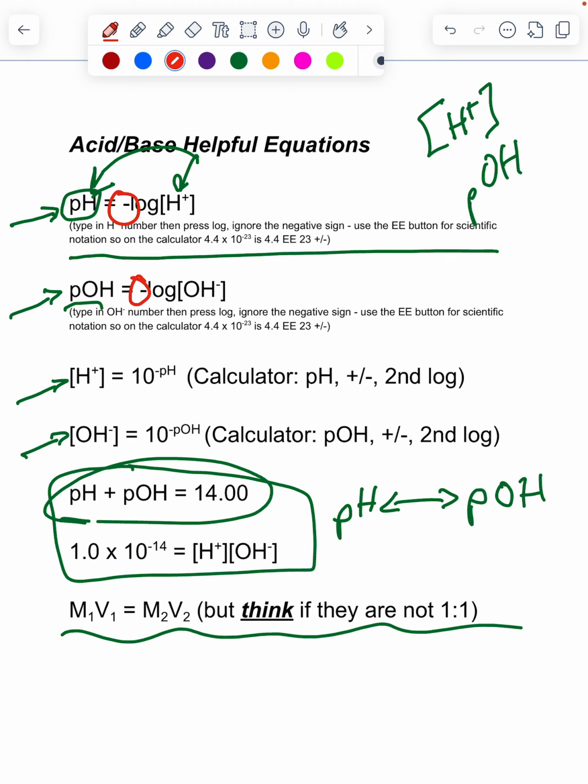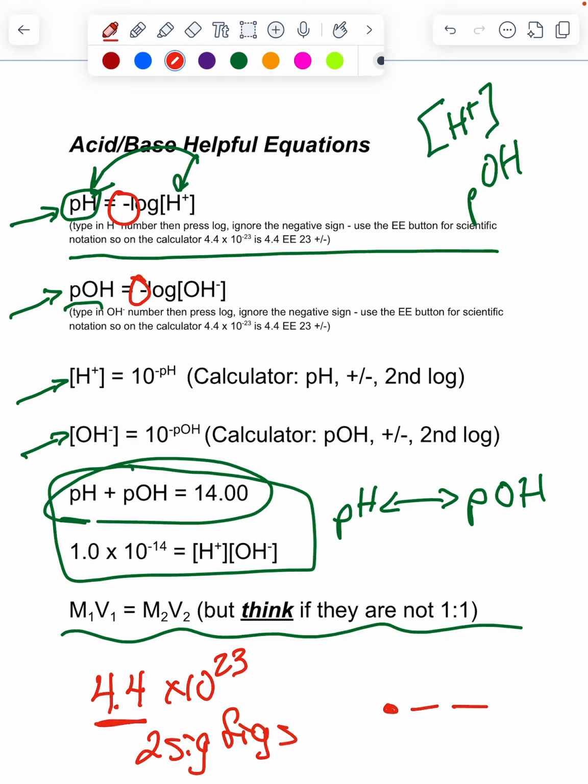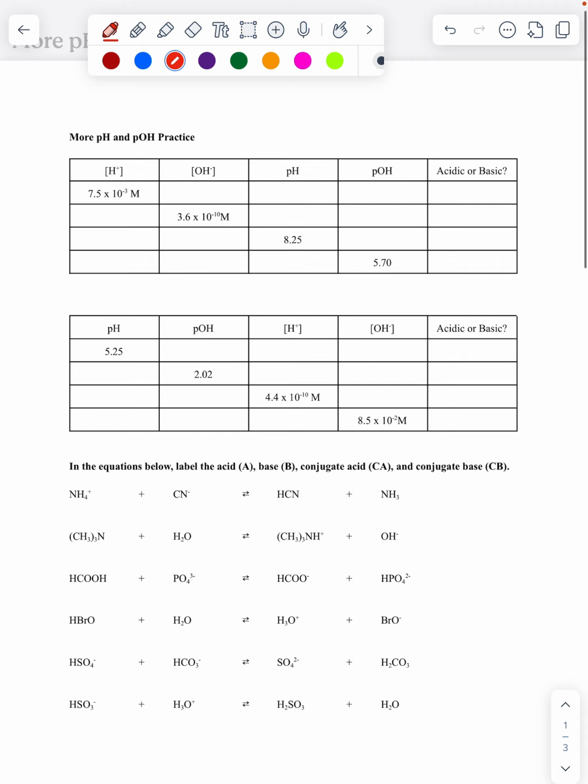One other weird thing about sig figs: when you have a number like this, we know that is 2 sig figs. The way that translates into pH is the number of decimal places, not the whole thing. We don't care about the first number. We just care about decimal places. So I'll help you through that as we work through our homework.